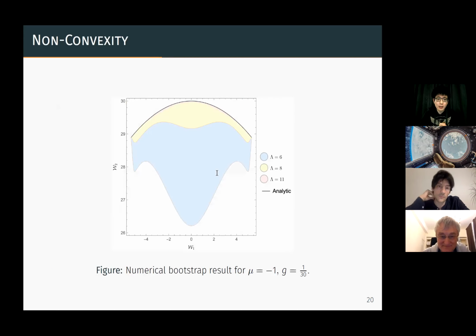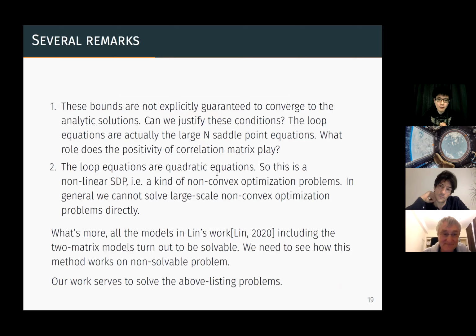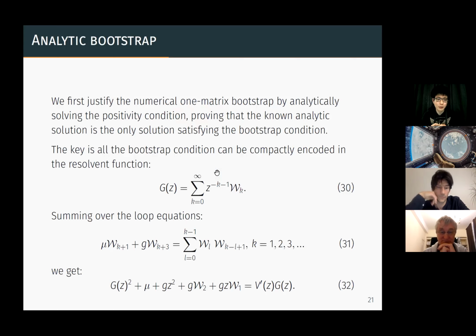Let me remind you that we have two problems to solve. The first one is we need to justify this positivity condition. And the second one is non-convexity. For the first problem, we deal with it by analytically solving this bootstrap condition.